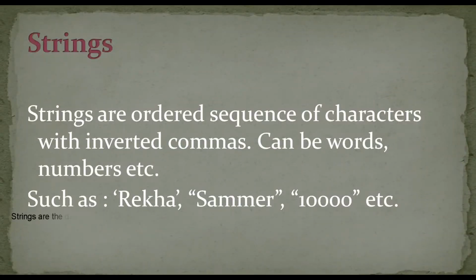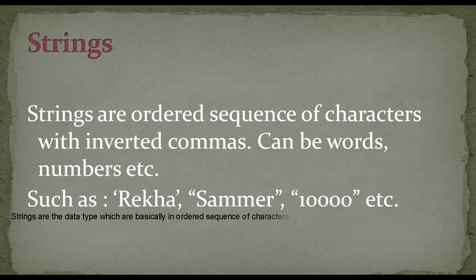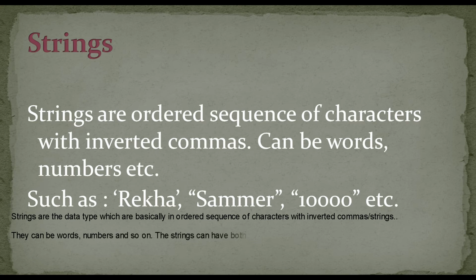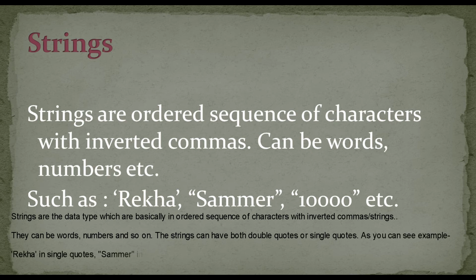Next up is strings. Strings are the data types which are basically an ordered sequence of characters within inverted commas or quotes. They can be in words, numbers, and so on. The strings can have both double quotes as well as single quotes. For example, as you can see on your screen, Rekha in single quotes, Samar in double quotes, 10,000 in double quotes. Since the integer 10,000 now has double quotes around it, it is now a string.